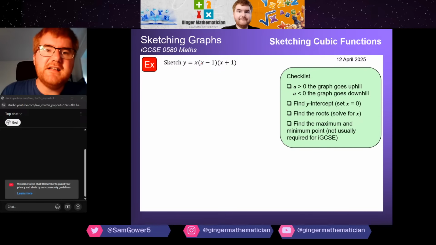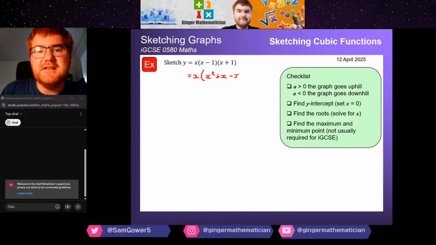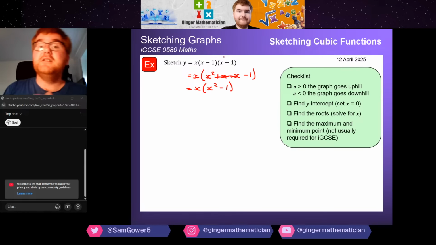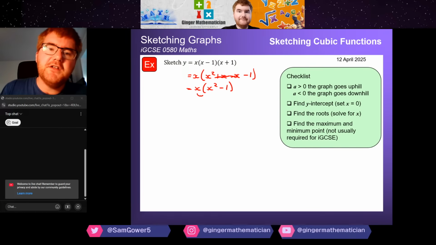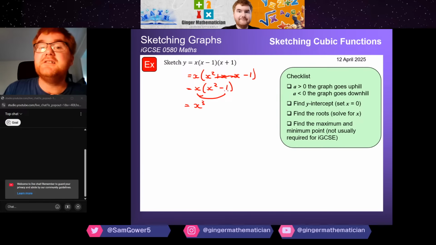So if I expand all this out, notice we have it in the difference of two squares form. So if I leave this x alone but just expand the bracket, we've got x squared plus x minus x minus 1. These two cancel, and so we're left with x brackets x squared minus 1. So this is a difference of two squares. You should recognize that from the iGCSE course. Now we can just multiply out this bracket. So we get x times x squared is x cubed, and then x times minus 1 is equal to minus x. So if we expand all of this out, then we get this particular fairly simple cubic here.